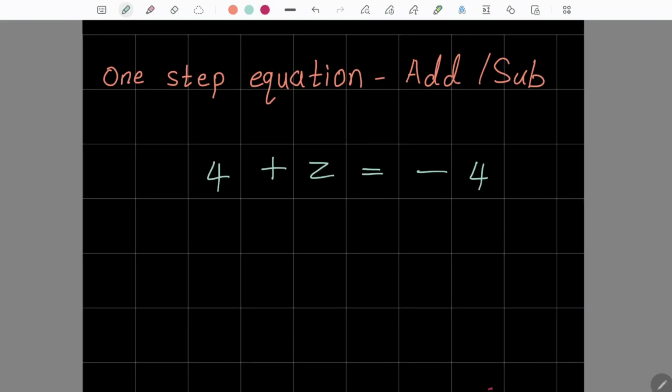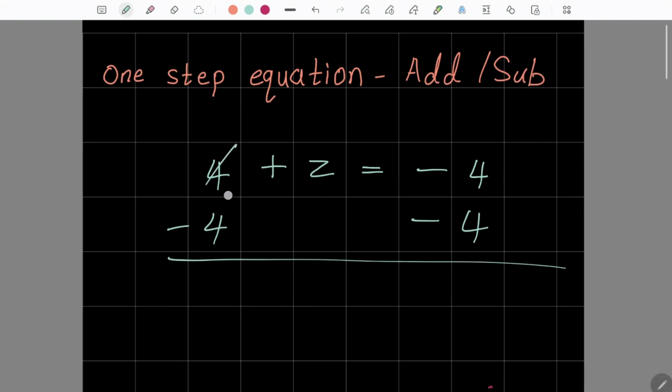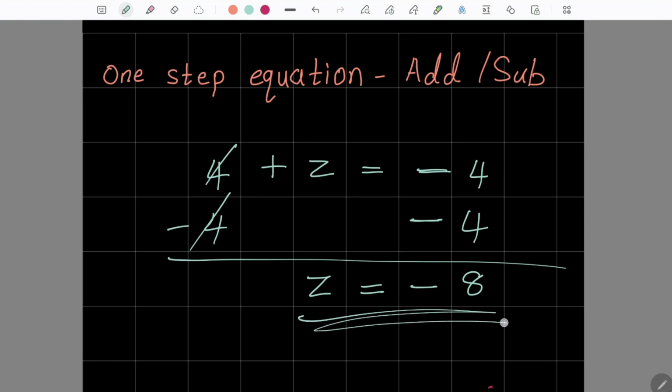Question: 4 plus z equals minus 4. So let's cancel this out. Since it is a plus 4, we need to do the opposite for both, which is negative 4. So subtract 4 from the left and right. This would cancel each other out and give us z. Minus 4 and minus 4 gives us a minus 8. So z equals negative 8.